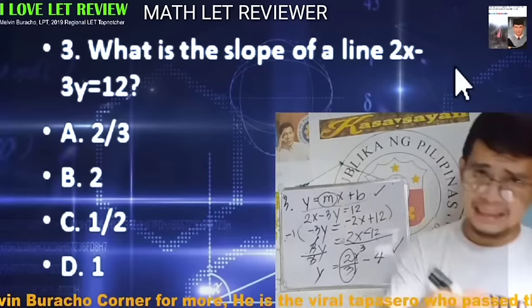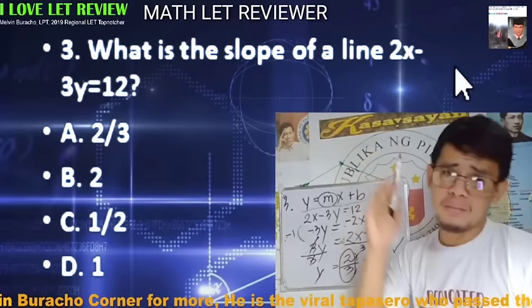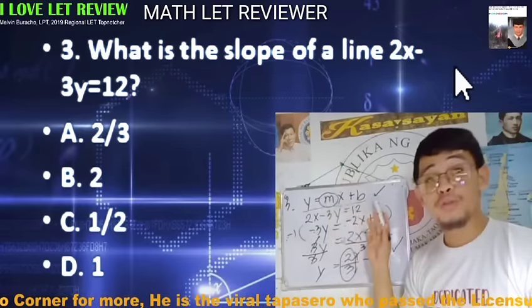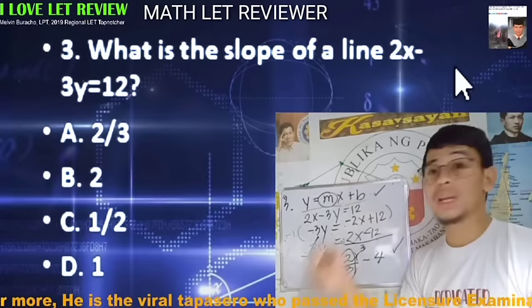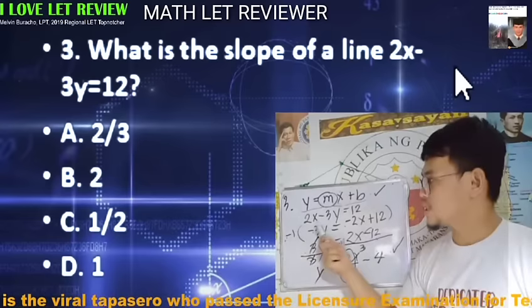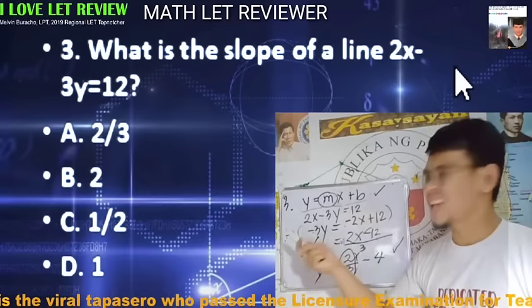So ulitin natin. In finding the slope, you have to remember this formula. Kapag ang tanong po slope, ito po yung formula. Tandaan niyo lang po ito, okay? And then the given is 2x minus 3y equals 12. And to find the slope, of course you have to rearrange them in order for you to properly solve for the slope. So what to do first? You have to transfer given items. I mean given numbers, okay?